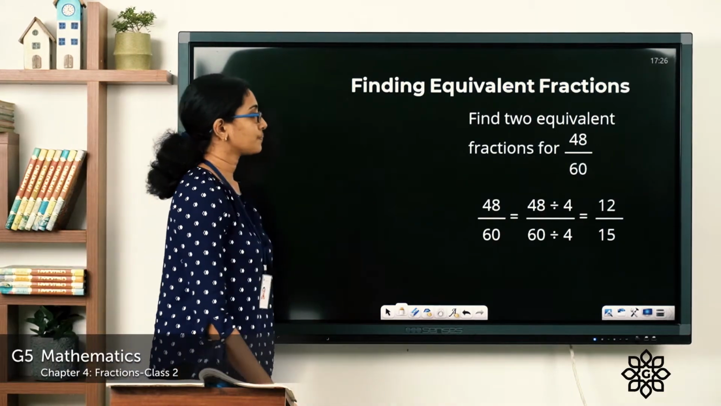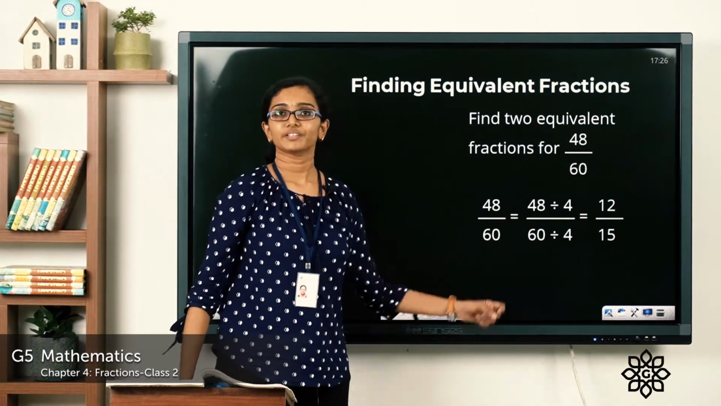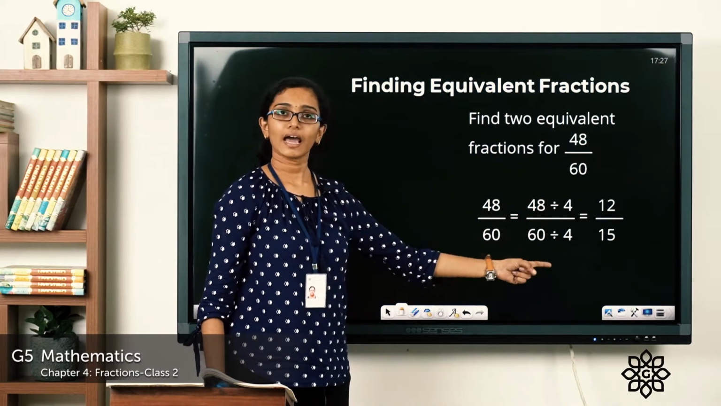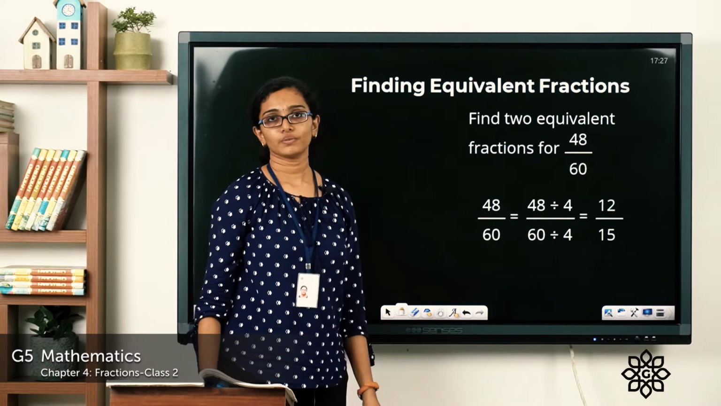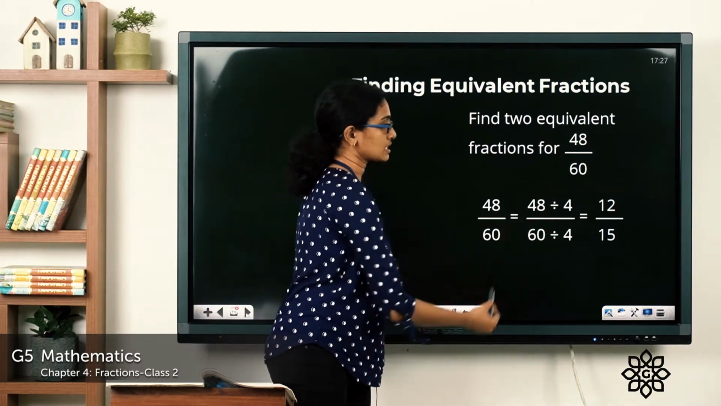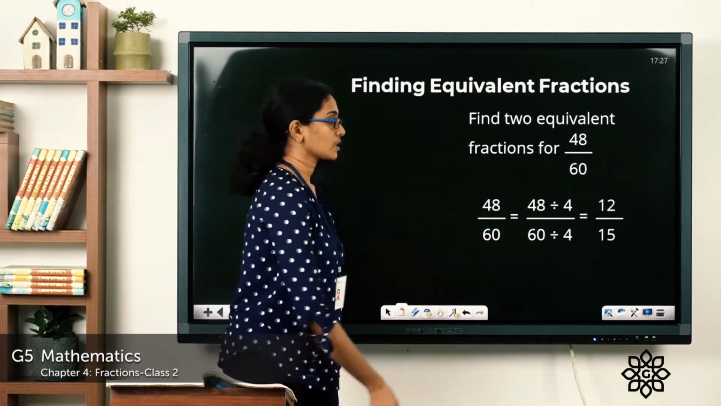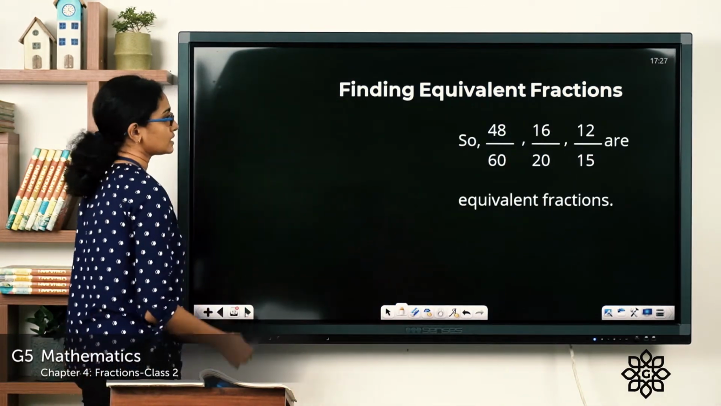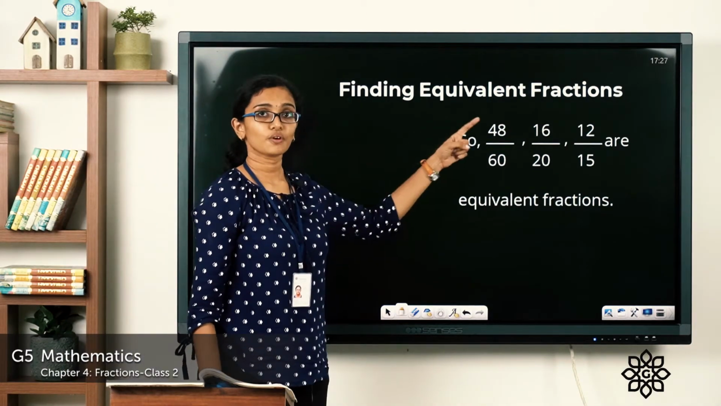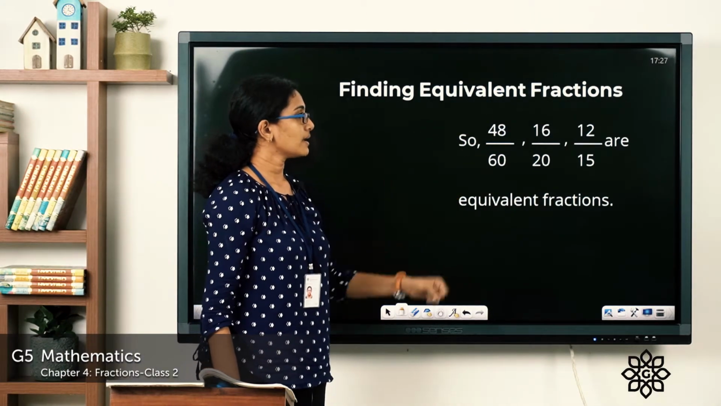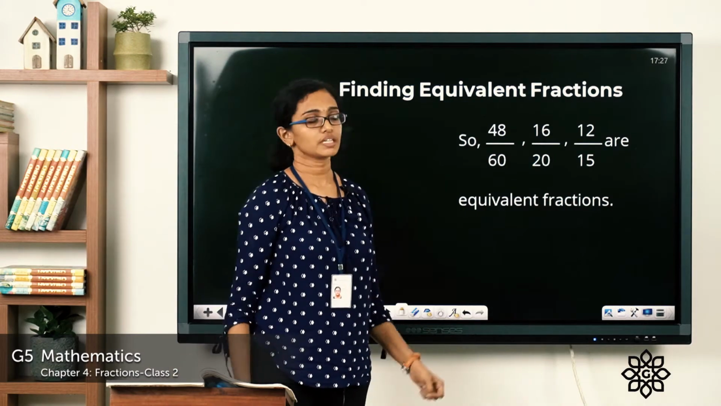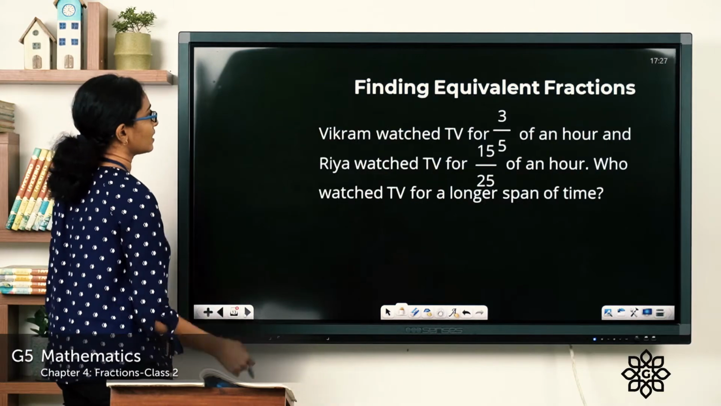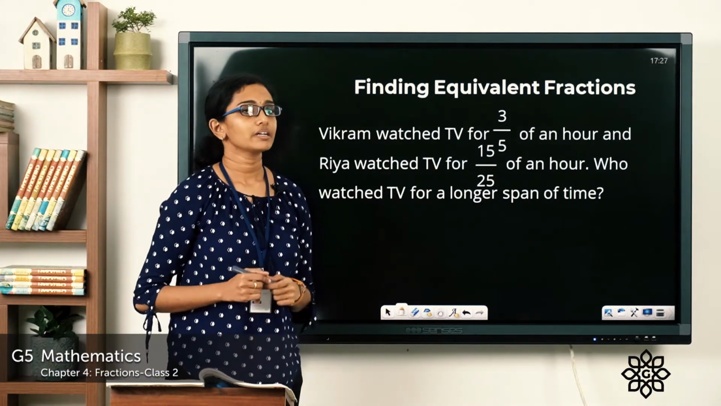Let's see one more case. Here I am dividing 48 as well as 60 by the number 4, both the numerator and the denominator. So, 48 divided by 4 gives you 12 and 60 divided by 4 gives you 15. So, here we have the fraction 12 by 15. So, we say the fractions 48 by 60, 16 by 20 and 12 by 15 are equivalent fractions. Clear? Now, let's see one question here.